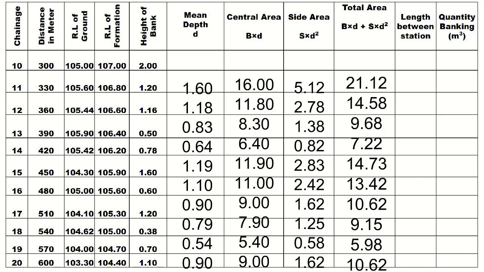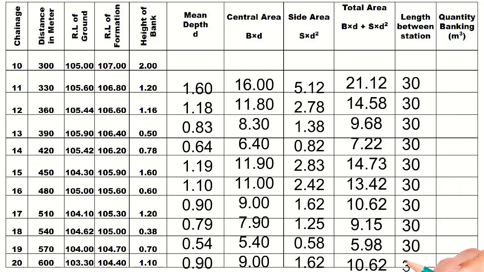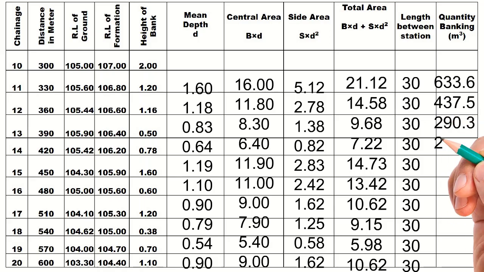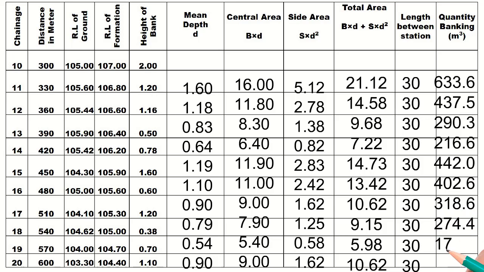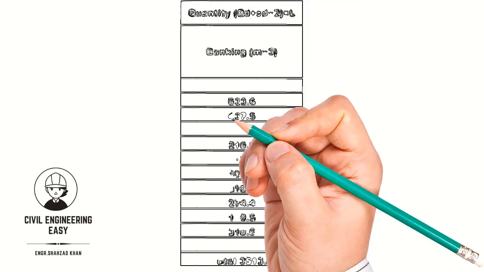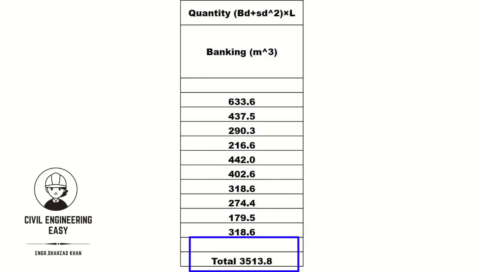Now multiply the section area with the constant change interval, that is 30 meters, to give the volume of earthwork in filling. Finally, add all of the earthwork of each change to get the total quantity of earthwork, that is 3513.8 cubic meters.